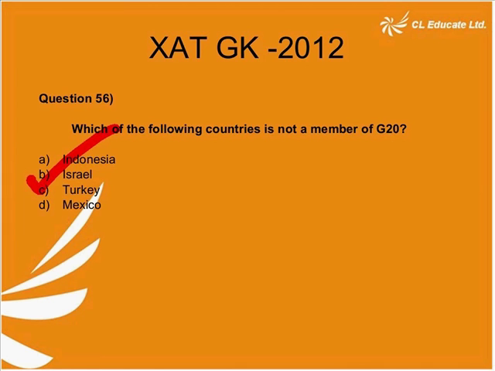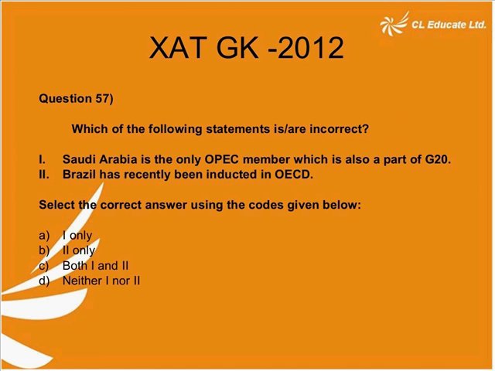Which of the following statements is or are incorrect? Saudi Arabia is the only OPEC member which is also a part of G20. Brazil has recently been inducted in OECD. OECD, Organization of Economic Cooperation and Development, OPEC, Organization of Petroleum Exporting Countries, and G20, all three in one. Let me check your knowledge about the organizations around the world.